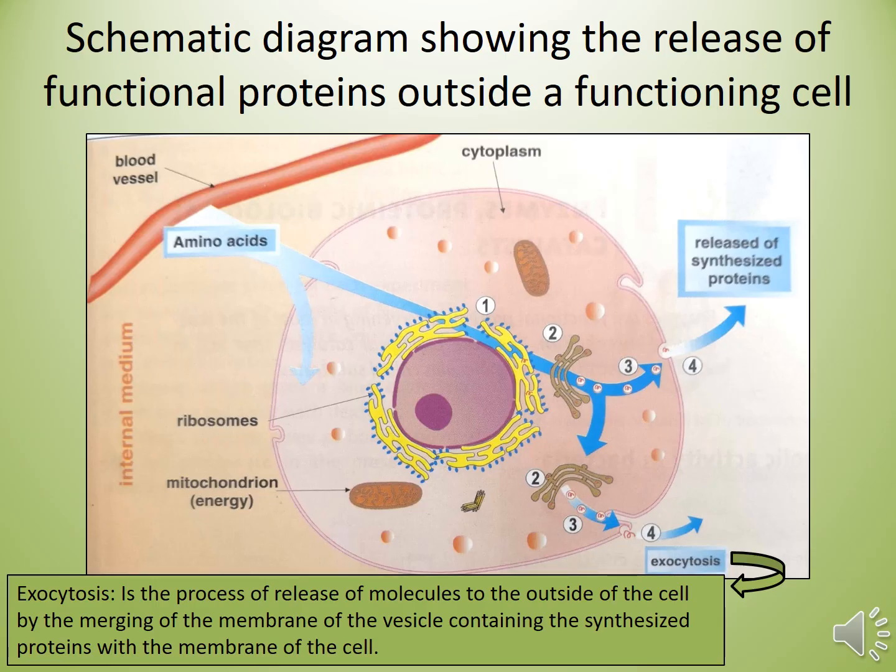The following schematic drawing shows the release of the functional proteins outside a functioning cell. It shows clearly the passage of the proteins through the Golgi apparatus and then to the outside of the cell by the process called exocytosis. Exocytosis is the process of release of molecules to the outside of the cell by the merging of the membrane of the vesicle containing the synthesized proteins with the membrane of the cell.